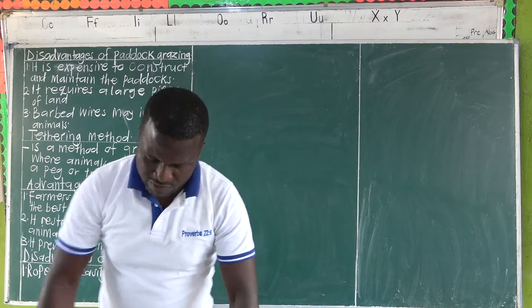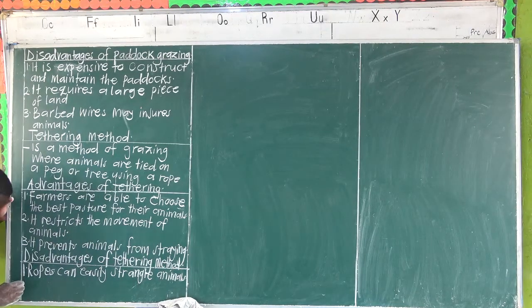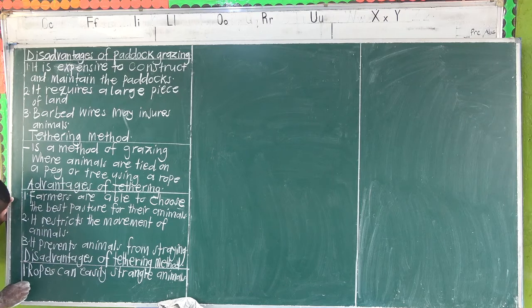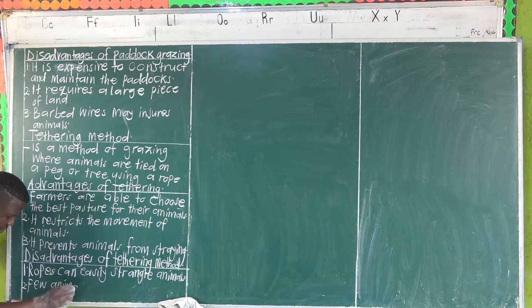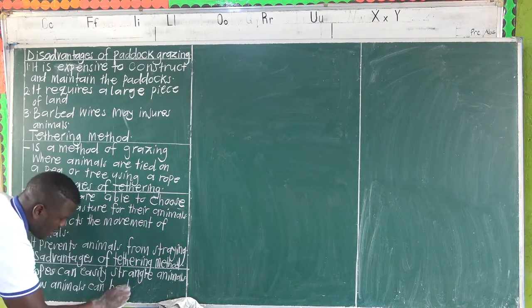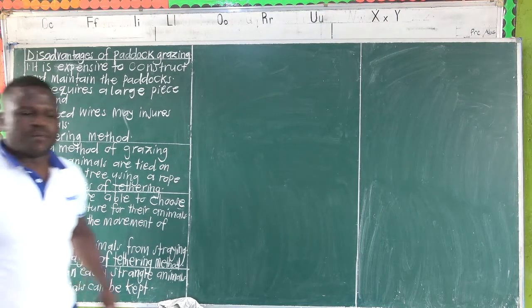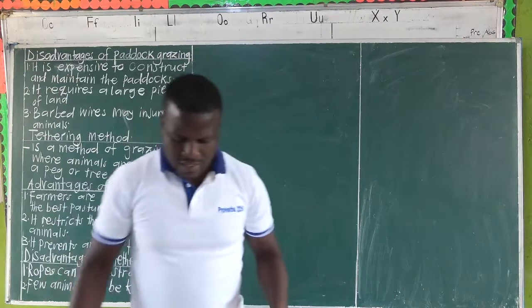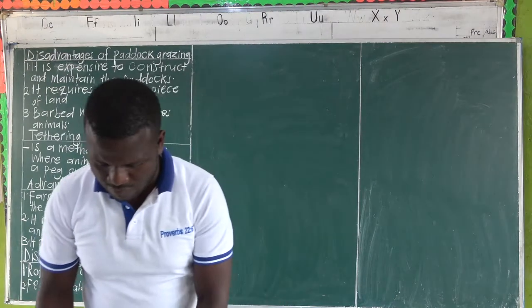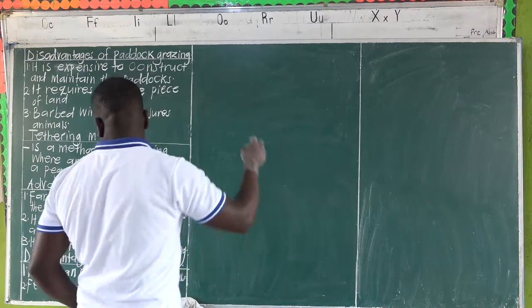Then few animals can be kept. So this method cannot allow farmers to keep very many animals. Only few animals can be kept. Then animals are exposed to parasites.